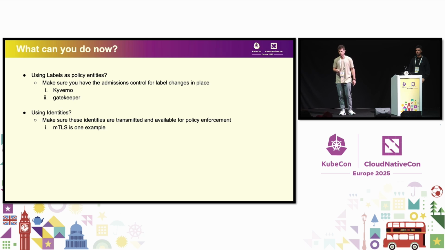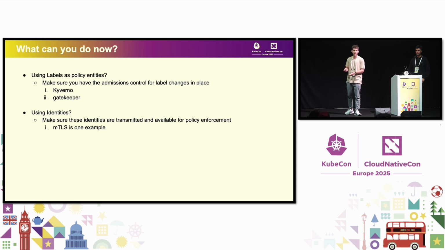But you probably want to use things like Kyverno, things like Gatekeeper, that basically provide admission control for changing the labels. And for the labels you're using to tie policies, you want something stronger to validate that, so no one can bypass your policies.